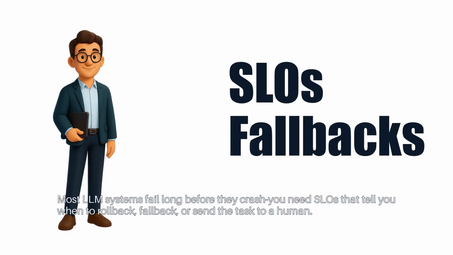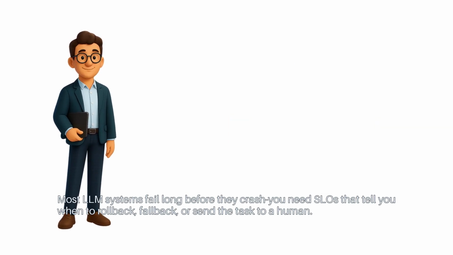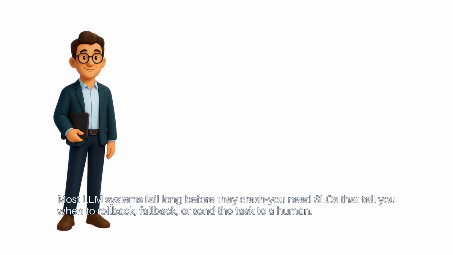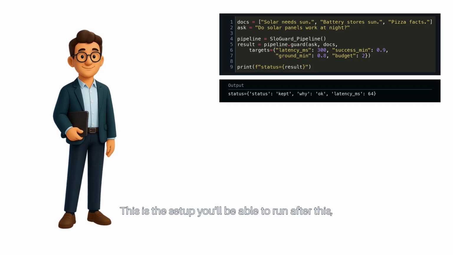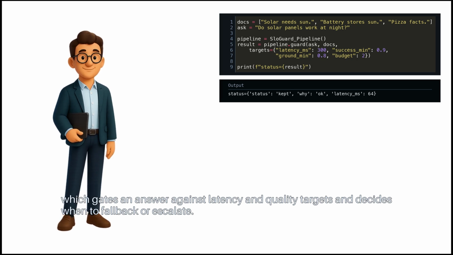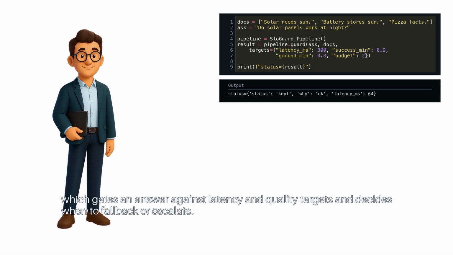Most LLM systems fail long before they crash. You need SLOs that tell you when to roll back, fall back, or send the task to a human. This is the setup you'll be able to run after this, which gates an answer against latency and quality targets, and decides when to fall back or escalate.